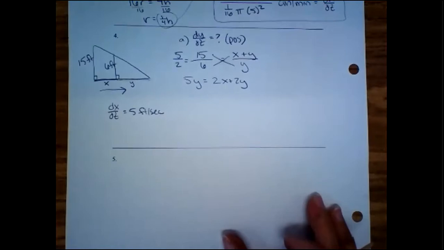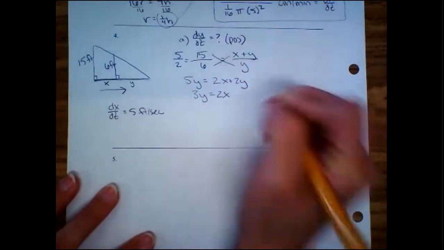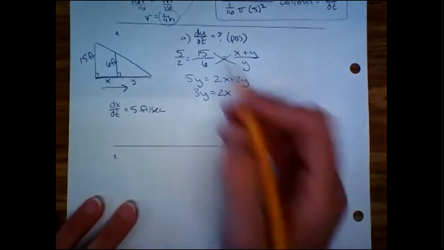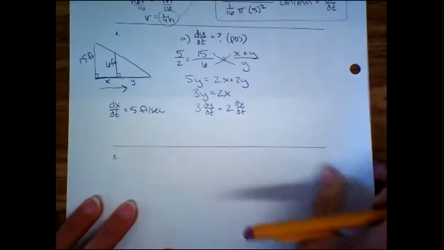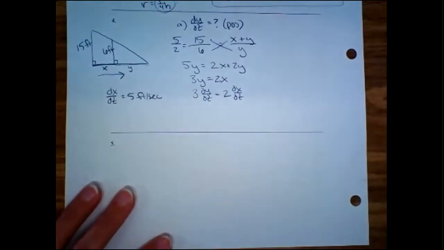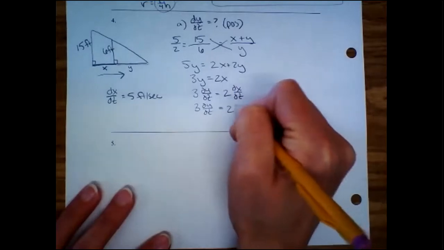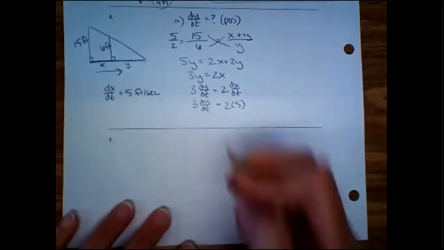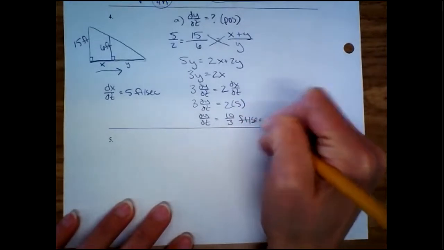And then we want to get the y's all together. So I'm going to subtract this over. So we'll have 3y equals 2x. And then this is just about the easiest derivative you're going to do. It would be 3 dy dt equals 2 dx dt. There's almost nothing to that. And then you just plug in. dx dt is 5. So divide over the 3, you get 10/3 feet per second.